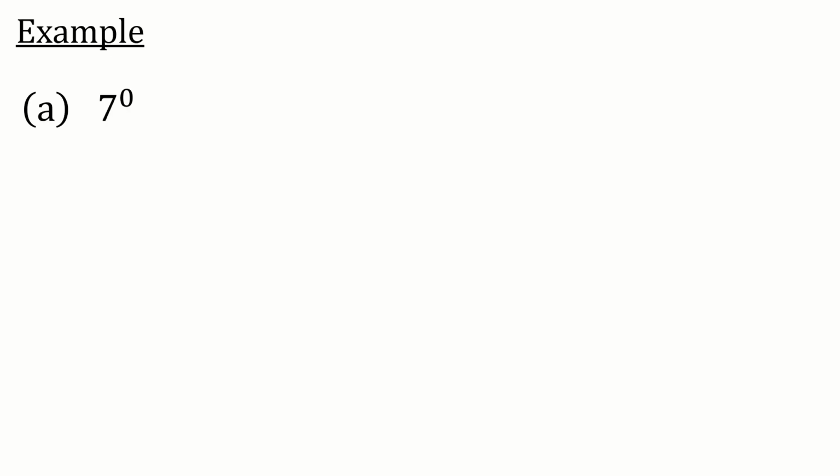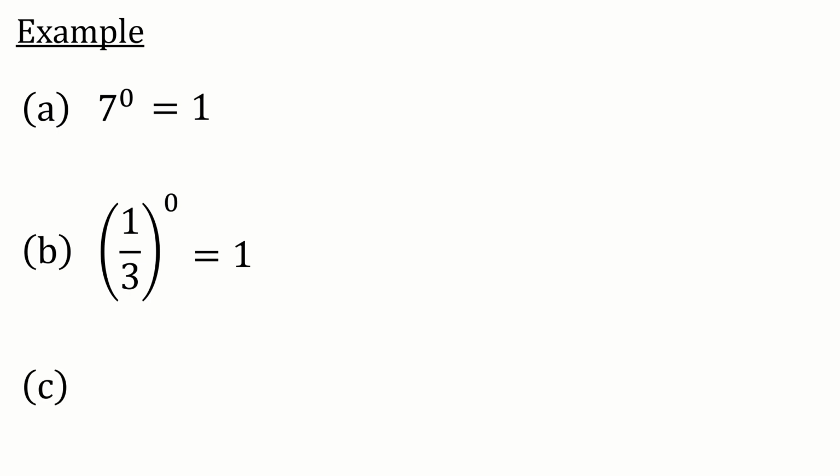For example, we have 7 to the power of 0. Every nonzero number to the power of 0 is equal to 1. Same here, 1 over 3 to the power of 0 is equal to 1. Then 5 to the power of negative 3 is equivalent to 1 over 5 to the power of 3.